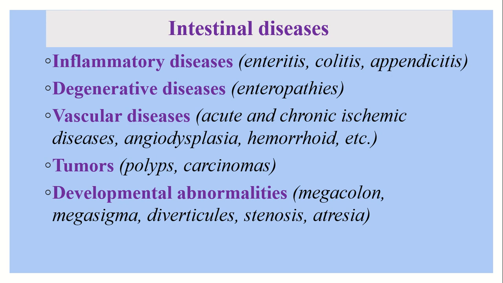Now let me discuss the intestinal diseases. There are two types of the intestine, the small and the large intestines, or we call them bowels. There are inflammatory diseases, enteritis, colitis, appendicitis, degenerative diseases, enteropathies, vascular diseases such as acute and chronic ischemic diseases, angiodysplasia, hemorrhoid, and etc. Tumors, polyps, carcinomas, and developmental abnormalities such as the megacolon, megasigma, diverticulum, stenosis, atresia, and etc.